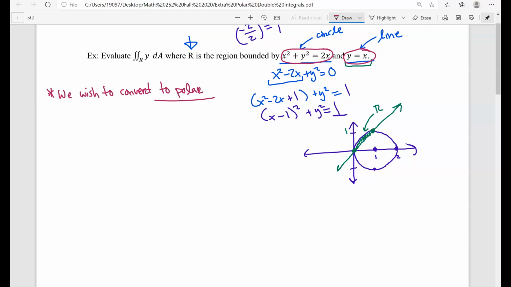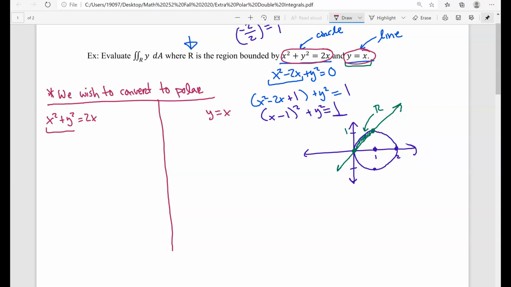What we're going to do is convert this x squared plus y squared equals 2x to polar, and also this y equals x to polar. It'll make sense why we're converting it like this, because here the radius is going to be a little bit different, and let me show you why.